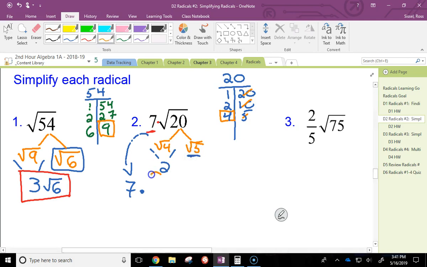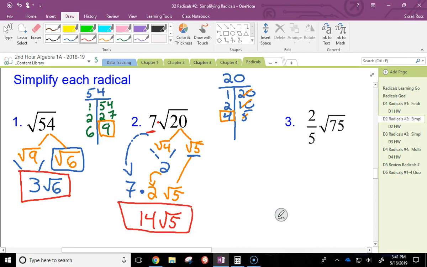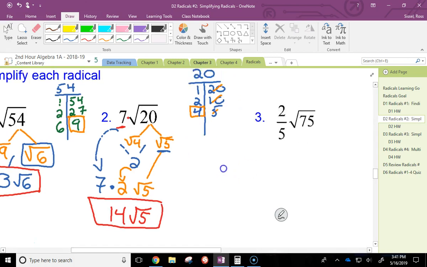Here's where this comes into play. So I had 7, which was my original number, times 2 times the square root of 5. 7 times 2 is 14. And when we multiply by the square root of 5, it's left alone. Hopefully we're catching on to this.